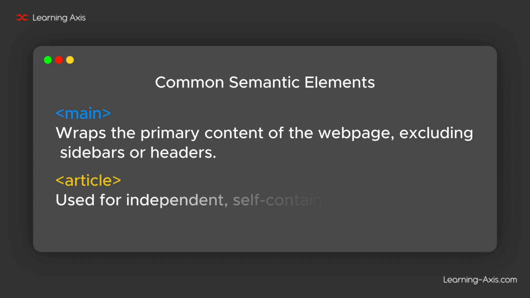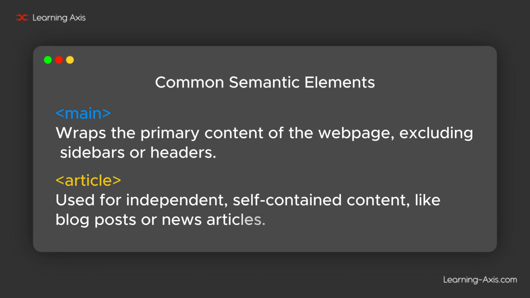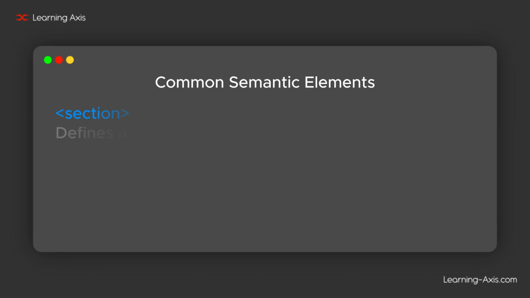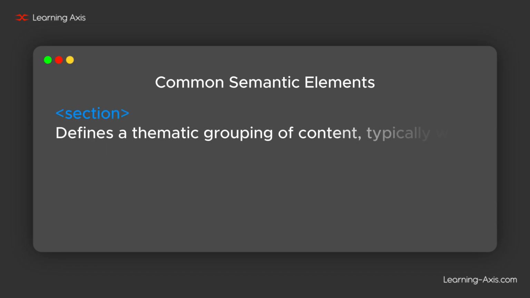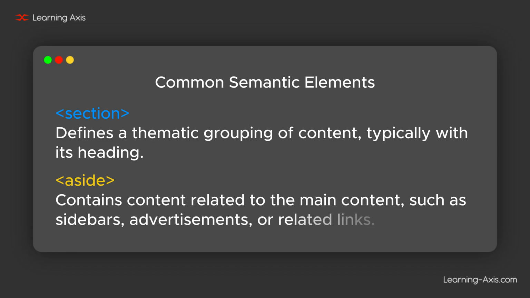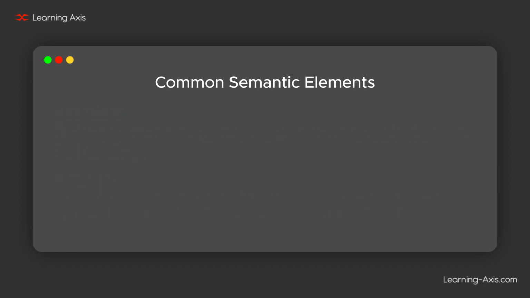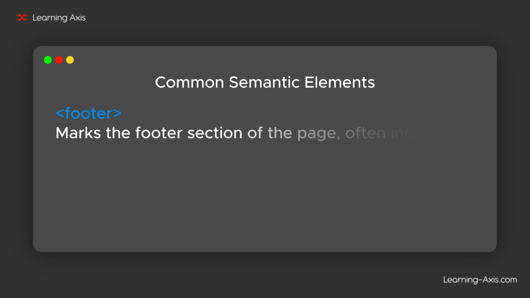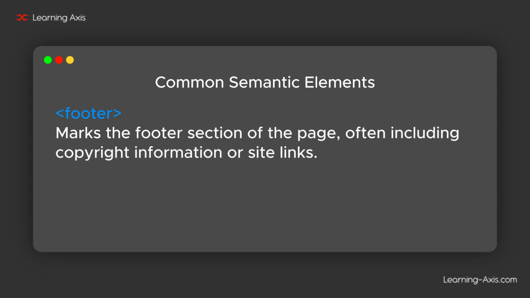Article is used for independent, self-contained content like blog posts or news articles. Section defines a thematic grouping of content, typically with its heading. Aside contains content related to the main content, such as sidebars, advertisements, or related links. Footer marks the footer section of the page, often including copyright information or site links.